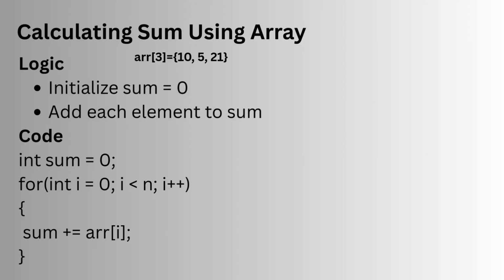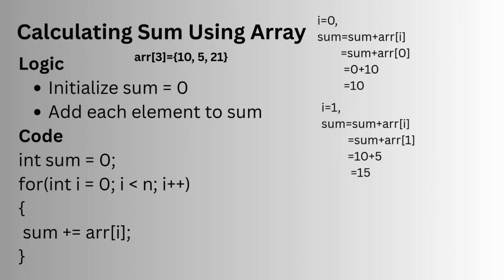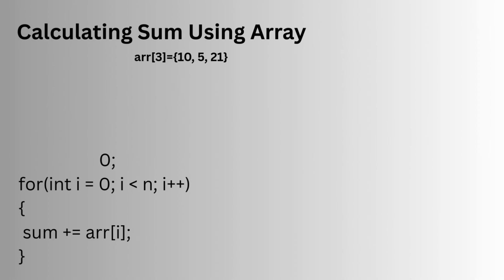So when i equals 0, we get the sum equal to 10. When i equals 1, we get the sum as 15. When i equals 2, we get the sum as 36. Each time, it is adding all of the elements of the array.